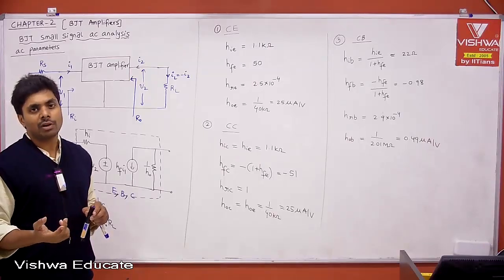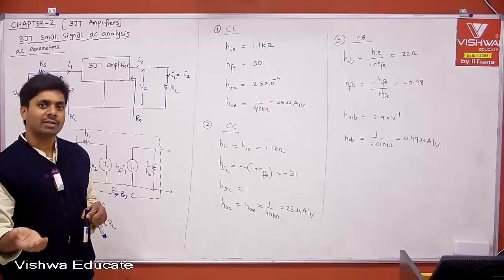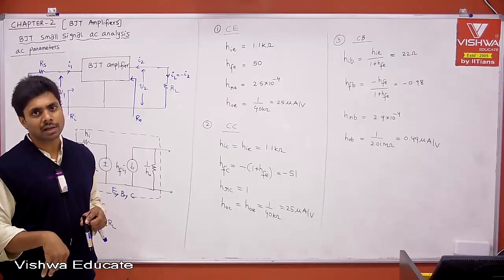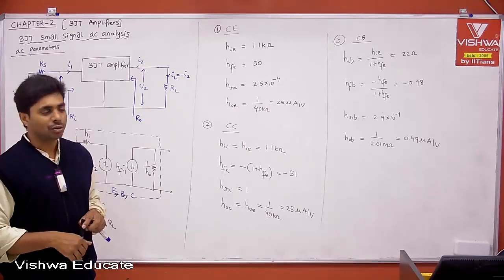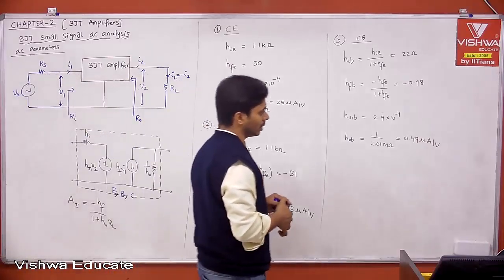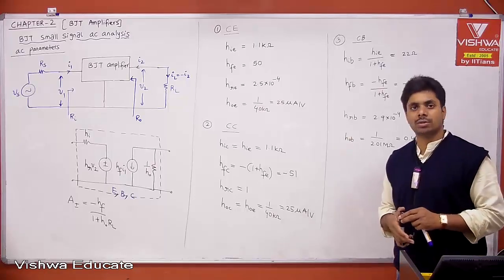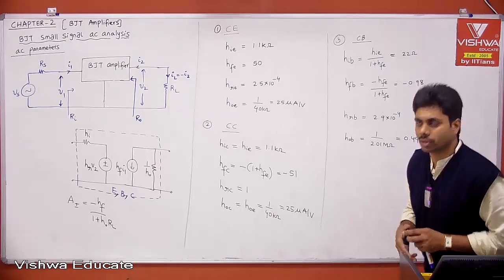Sometimes the H parameters will not be given directly, but indirectly. Then we need to convert or extract the H parameters from the given data, but don't use these typical values. These values we can use to solve our workbook problems.